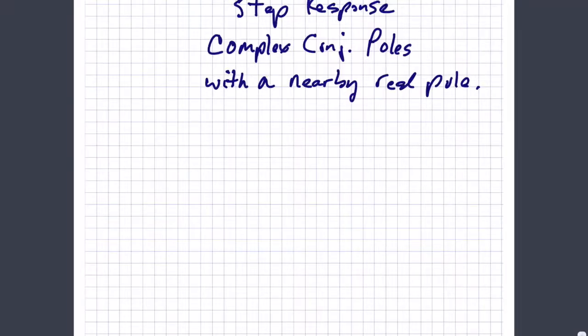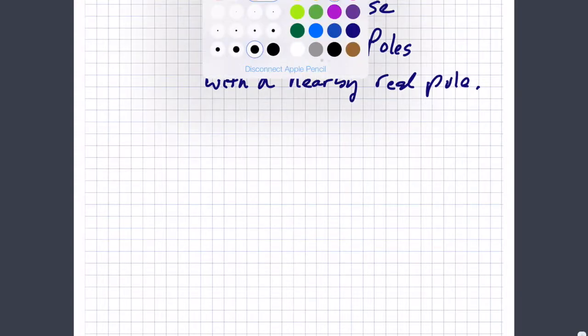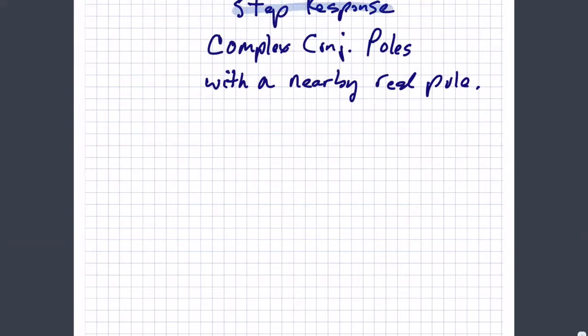Okay, this screencast is to look at the step response of a system that has dominant complex poles, but we're going to question that dominant assumption by having a nearby real pole. All right, so let's take a look at the situation that we're talking about.